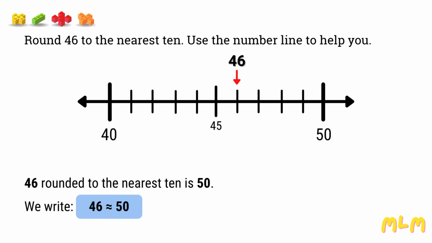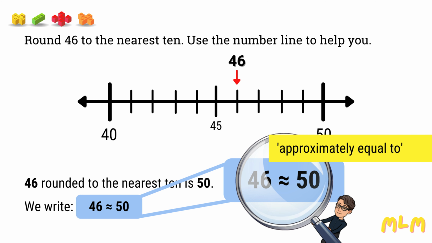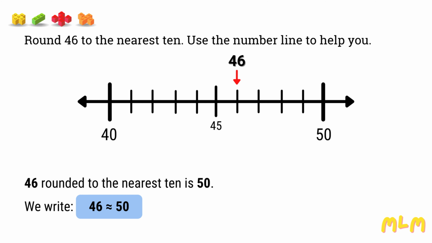We write it like this. The symbol tilde means is approximately equal to. So 46 is approximately equal to 50. Let's take a look at this next example.